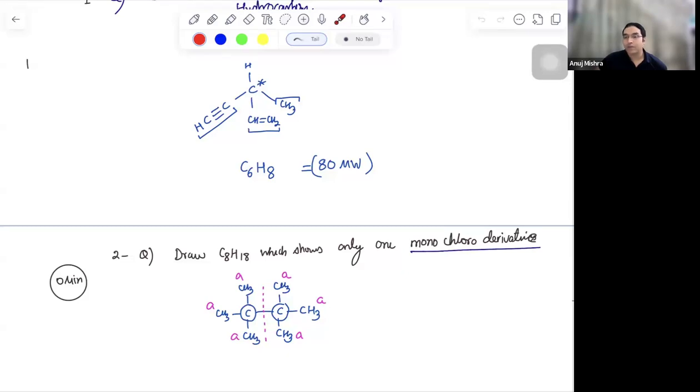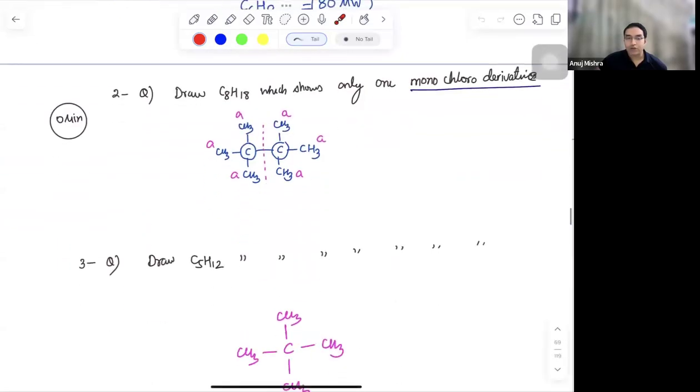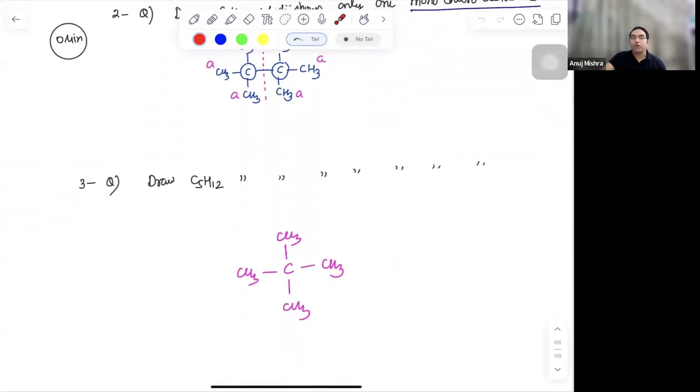Will you do it? Dhriti? Advik, C5H12 will look like this. Same question, C5H12. This is A. All 4 are same. Can I say only one monochloro is available? How many people understood both questions? Raise your hand once, please. Excellent. Anyone having any doubt in this? If you are facing any problem, please tell me. No problems?